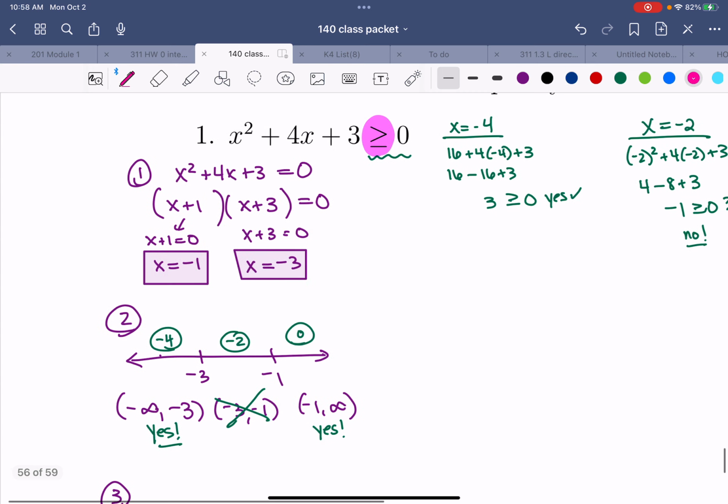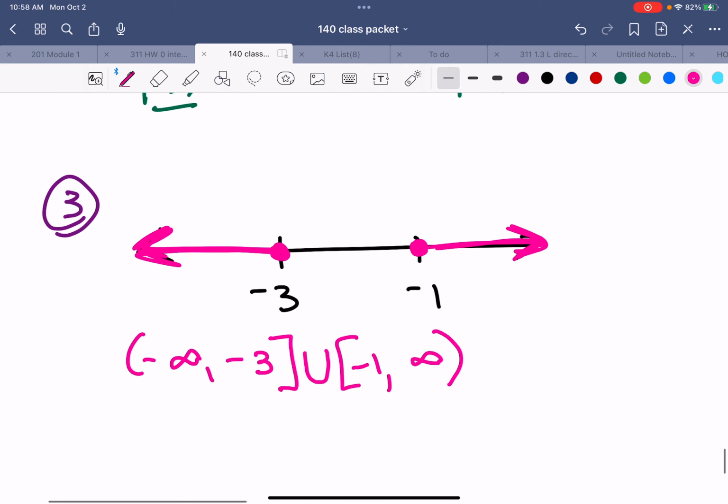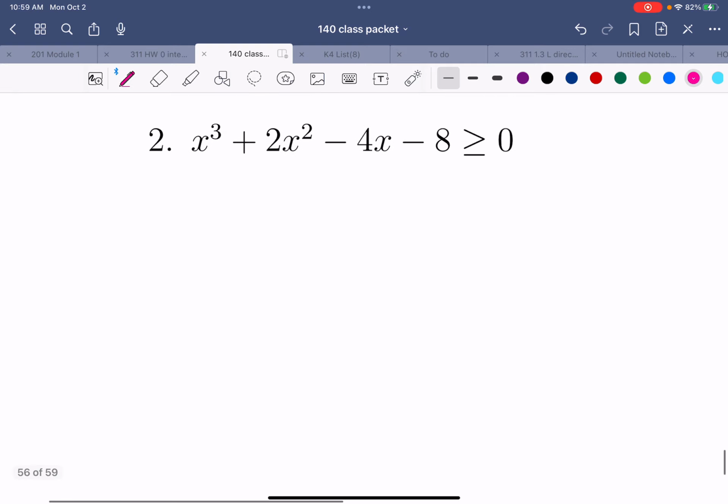for number 1. Now keep in mind that these are inequalities, so we're looking for a range of values that are going to work and not just one answer. So this is my range of answers that will work. So any number within those intervals should work when you plug it in. Okay. Let's take a look at number 2.